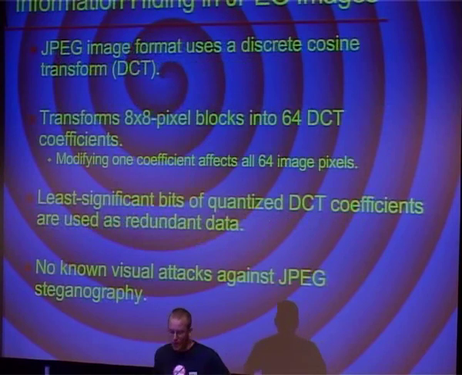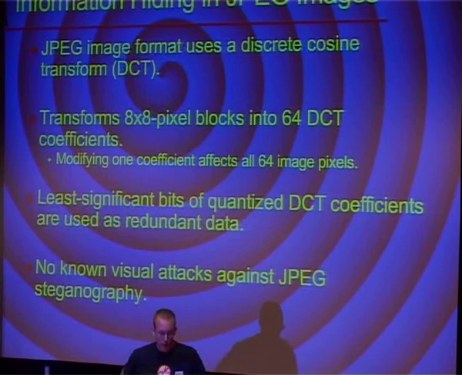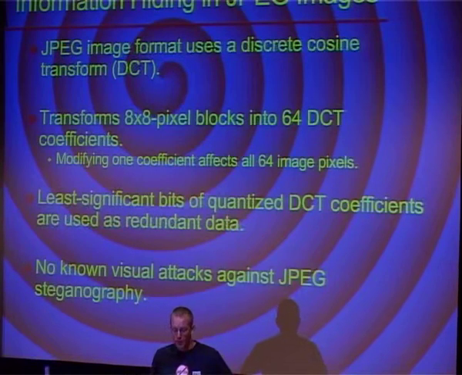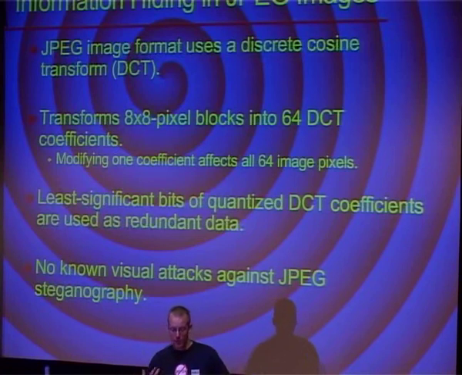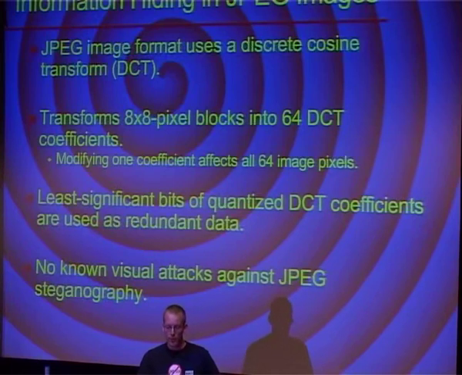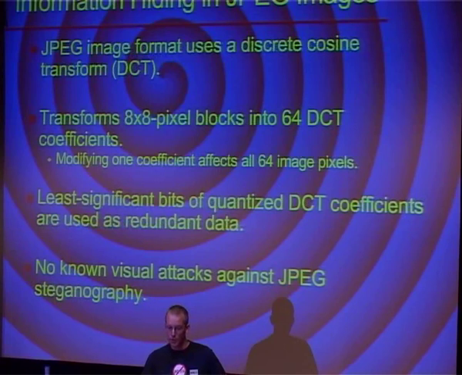So, how does information hiding work in JPEG images? Well, for JPEG images, you use a discrete cosine transform. That means you transform from pixel space to a frequency space. And in JPEG, you take an 8 by 8 pixel block. The result of the discrete cosine transform is 64 frequency coefficients. One thing to note here is that if you modify one of these coefficients, all 64 image pixels will be modified in some way. So your modifications are sort of spread out.